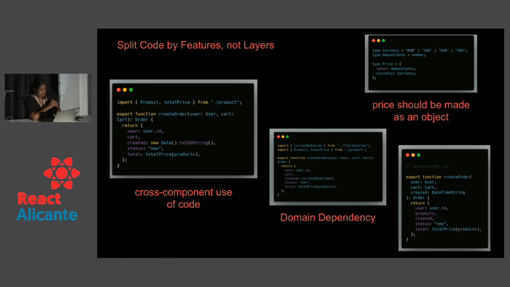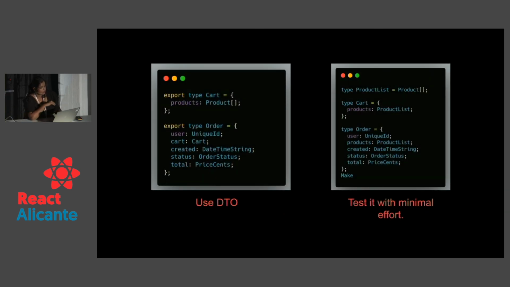And then we also need to think about the domain dependency, because the two domains might be dependent on each other as well. So in this simple example, our order included just a cart, and the cart represented a list of objects. But the cart might also have other dependencies. So in such a case, it's better to use an intermediate data transfer object.